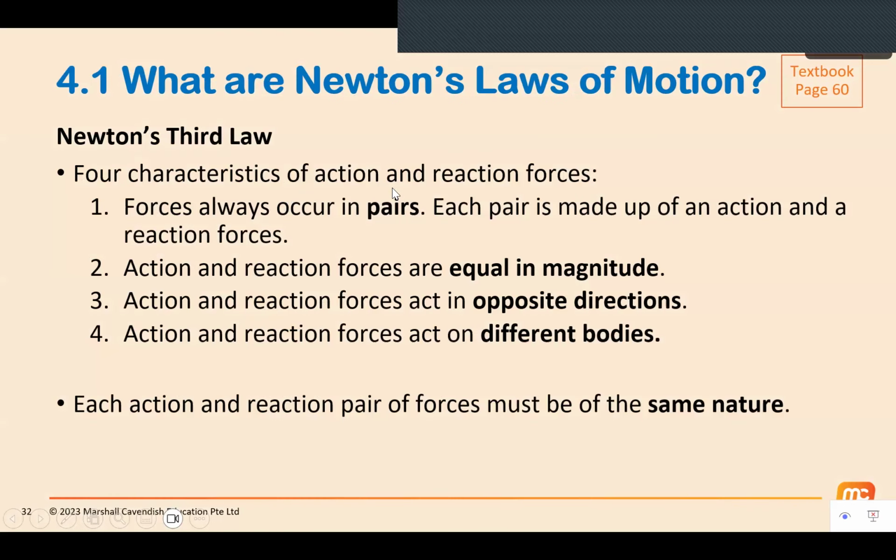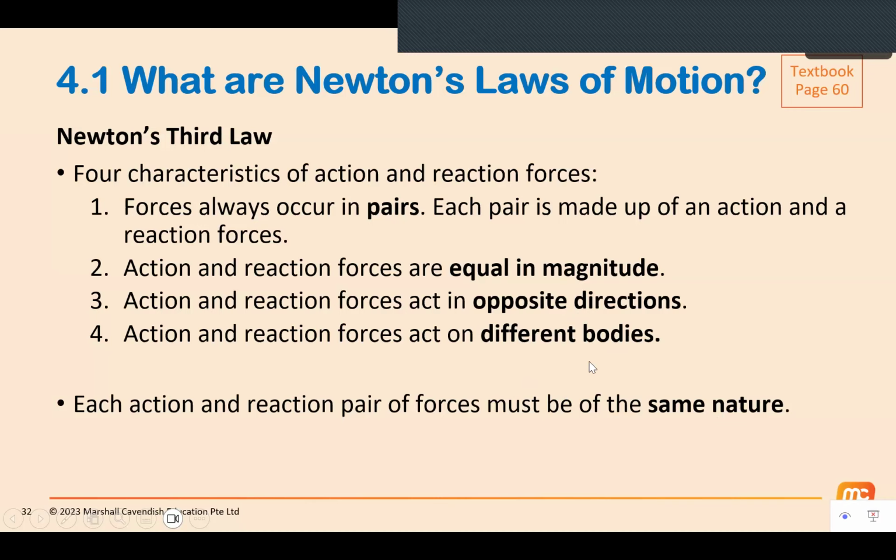So, four characteristics of action-reaction pairs. Forces always occur in pairs. One is called the action, one is called the reaction force. Action-reaction pairs are always equal in magnitude. They are of the same size, but they act in opposite directions. And they will always act on different bodies. So it's the force of A on B, so it acts on B, and the force of B on A, so it acts on A.